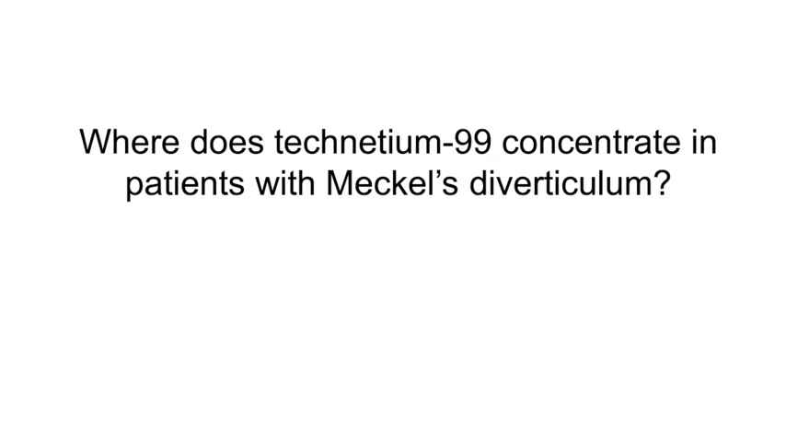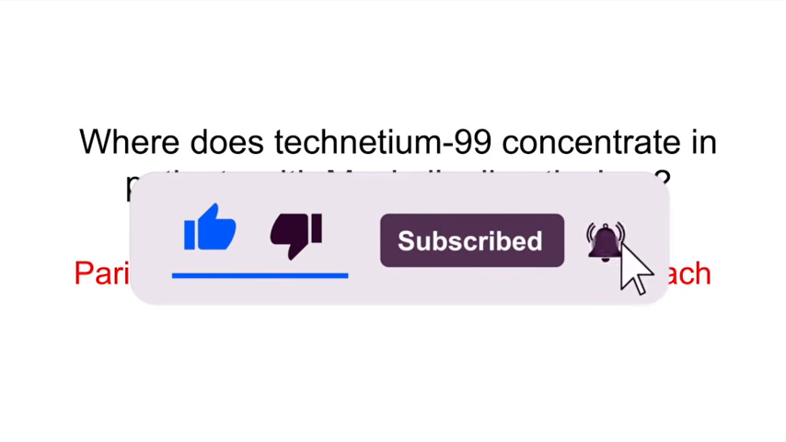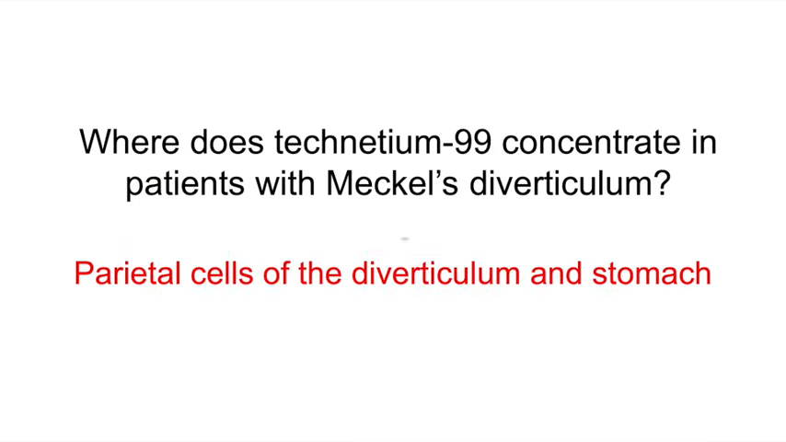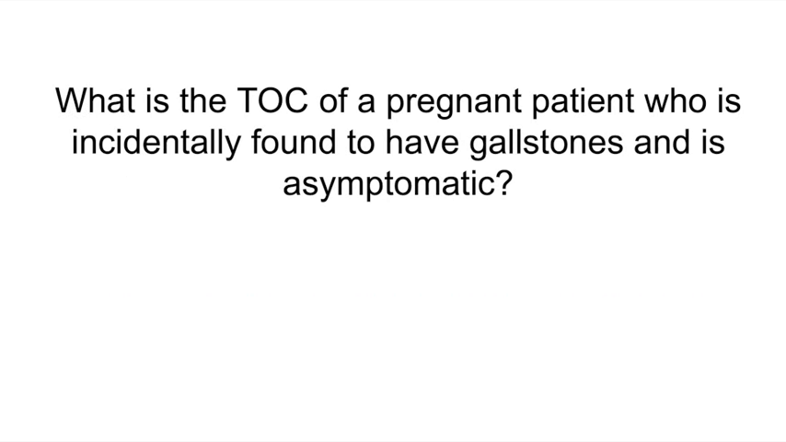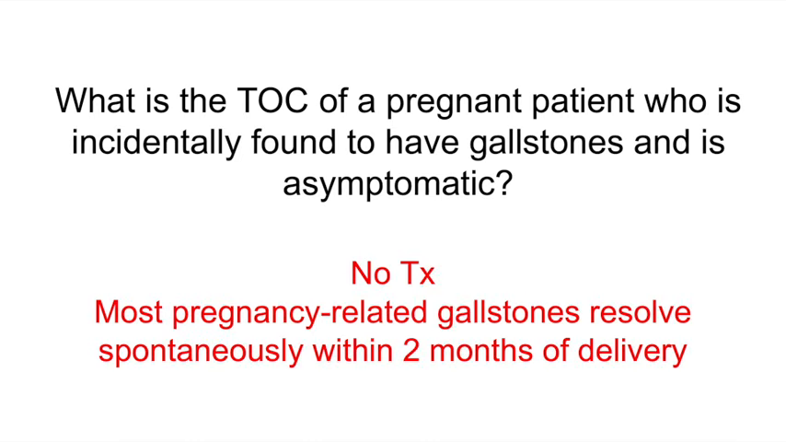The parietal cells of the diverticulum and stomach. What is the treatment of choice of a pregnant patient who is incidentally found to have gallstones and is asymptomatic? No treatment is needed because most pregnancy-related gallstones resolve spontaneously within 2 months of delivery.